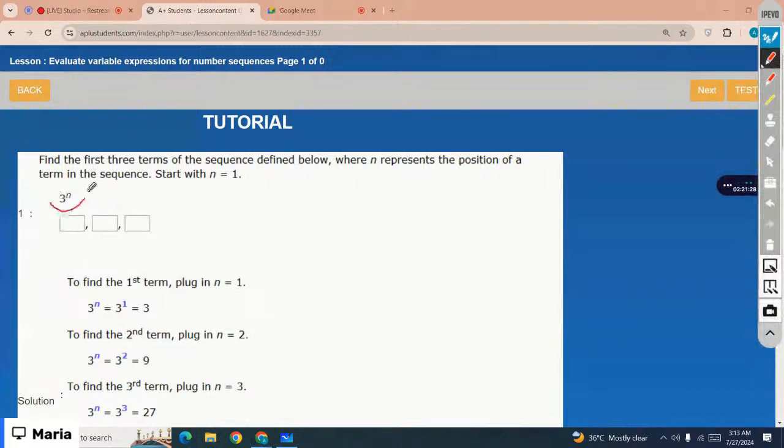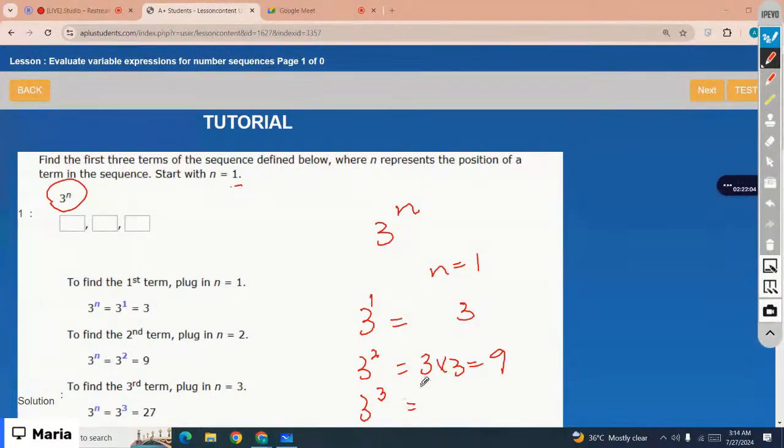Start with n equals 1. You are given the expression that is 3 exponent n, and you have to start with n equals 1. That means you need to replace the n by different values. So that is n equals 1, right? So 3 exponent 1 is 3. Then you need to find the three terms. So evaluate this n by 2. When you replace n by 2, that is 3 square. That means you need to do 3 times 3, that is 9. Okay. So then you need to find the third term. You replace the n by 3, you have to do 3 times 3 times 3. So the correct option is the sequence. The terms in the sequences are 3, 9, and 27. Got it?